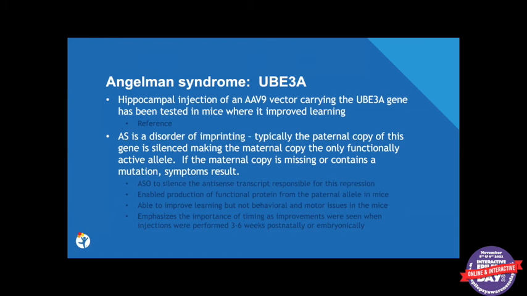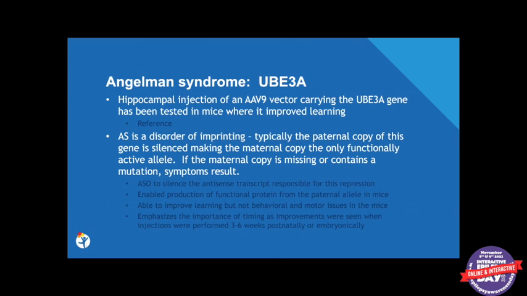It's also considered a disorder of imprinting. So basically, we get two copies of the gene, right? One copy from our mom and one copy from our dad. And in a patient, typically the paternal copy, the copy from dad, is silenced, and therefore the only functional copy is the copy that you get from mom. And if mom's copy is not working well, or is deleted or so forth, then that's when the disease is symptomatic.